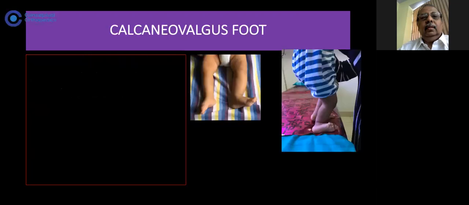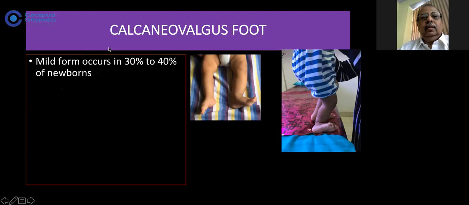So what is a calcaneovalgus foot? It's a mild deformity that occurs in 30 to 40% of newborns. When they are born, the parents are very much worried because the foot will be touching the dorsum of the leg.